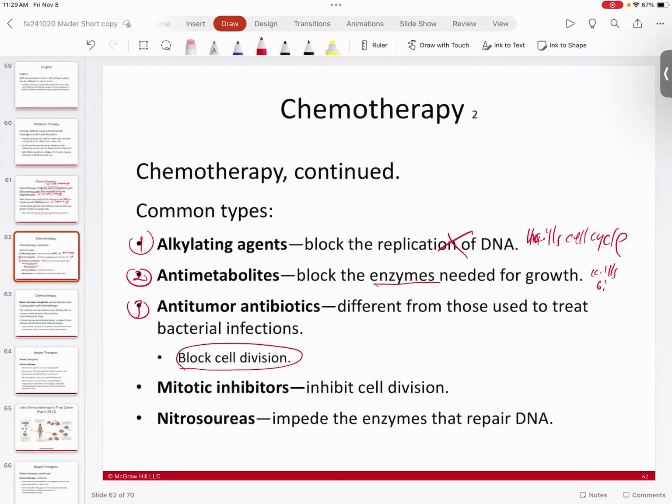Notice the common theme here. You're killing cell cycle. You're basically blowing up cell division. So nobody in your body is going to be able to do cell division, including your healthy cells, which is the reason why you get so sick. Mitotic inhibitors, in this case, you're going to inhibit mitosis. So if you escape one of them, you're going to get nailed by another. And then the nitrosoureas would basically block DNA repair. So it just basically increases your DNA damage to a catastrophic amount.